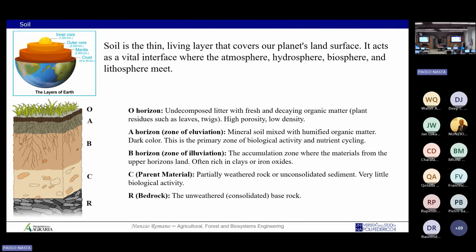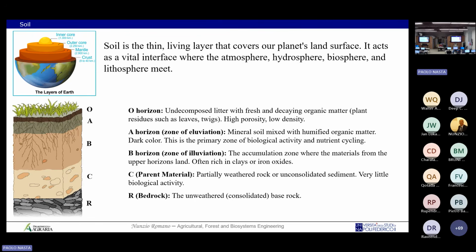which are commonly referred to in the following sequence. We can have the O horizon, which is made of undecomposed litter with fresh and decaying organic matter. It's characterized by high porosity and low density, because there are plant tissues such as leaves and twigs, and a lot of biological activity going on. Then there is the A horizon that welcomes the roots and is made of mineral soil mixed with humus and organic matter.